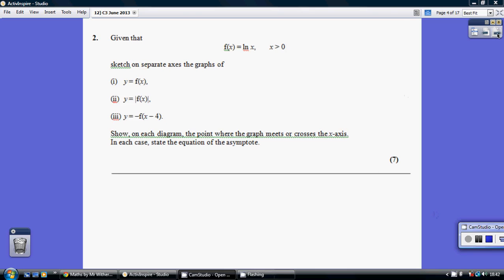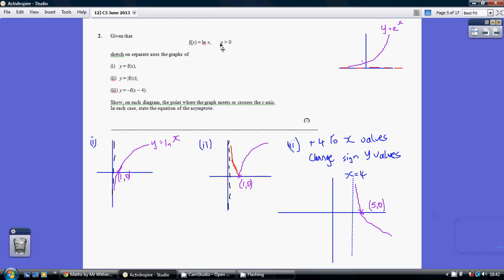Question 2. So I think it's a little memory prompt for plotting y equals ln x. Remember what the inverse function y equals e to the x looks like.